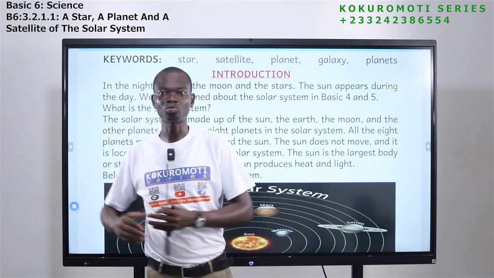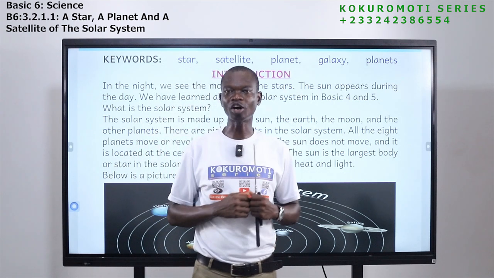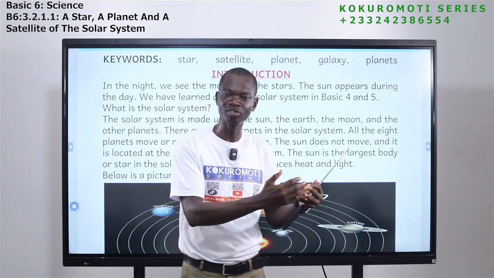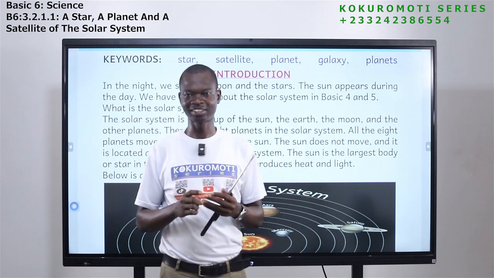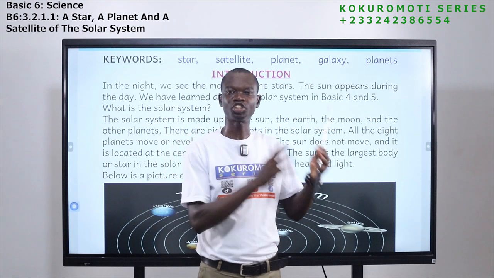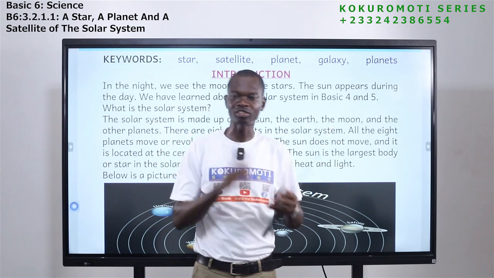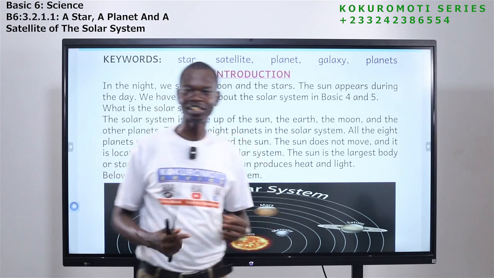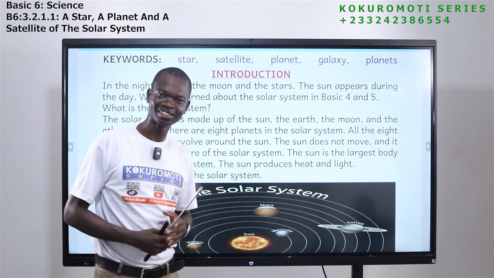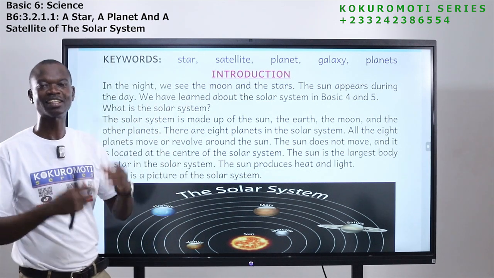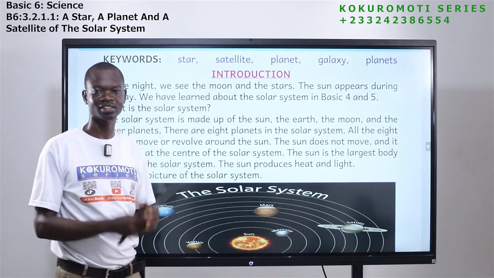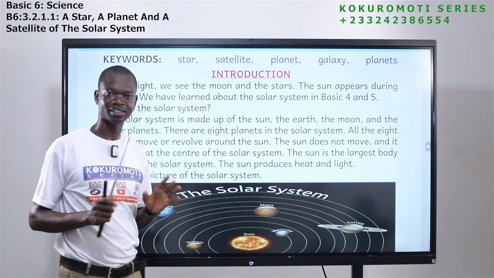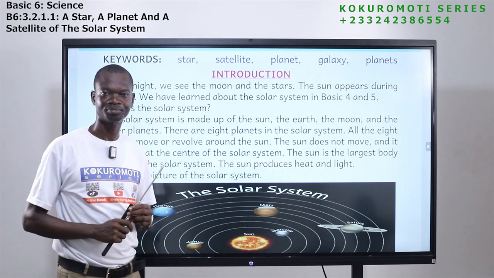And some of the planets too have other objects that move around them, like the Earth. The Earth has the moon that moves around it, and other artificial or man-made satellites that also move around the Earth. So if you are asked to explain the solar system, it's all about the sun, the Earth, the moon, and other planets that move around the sun. And you should know that there are only 8 planets in the solar system.